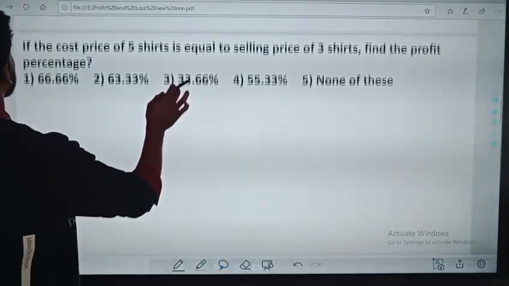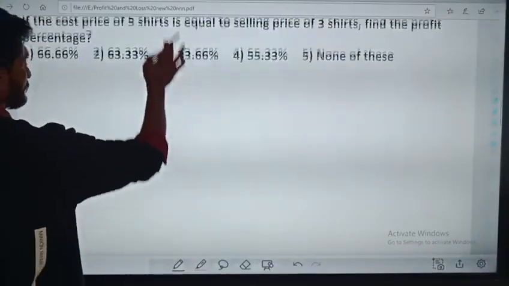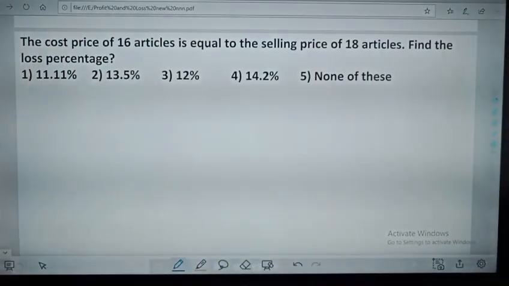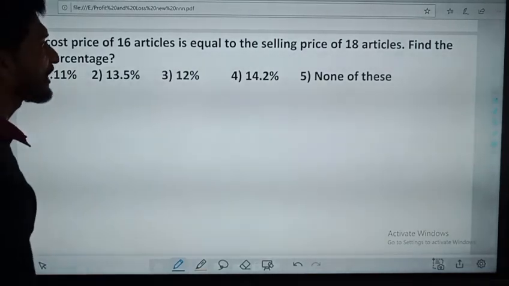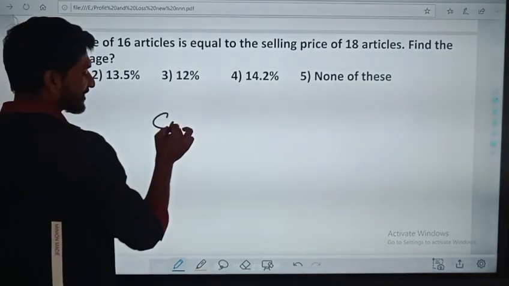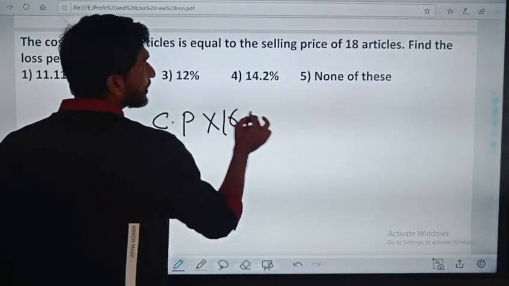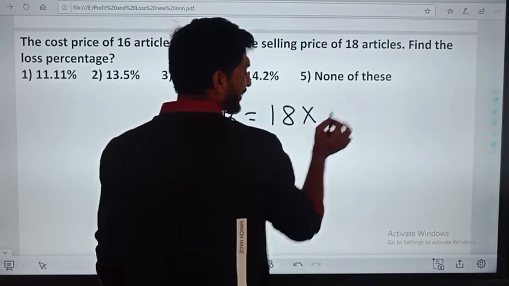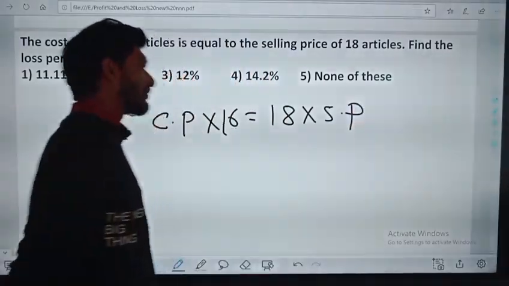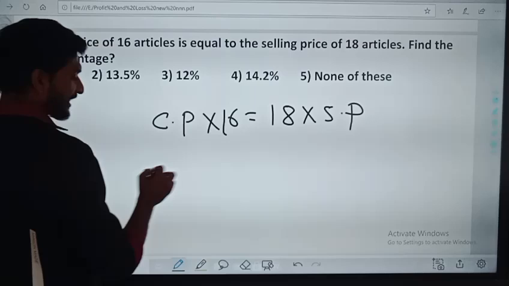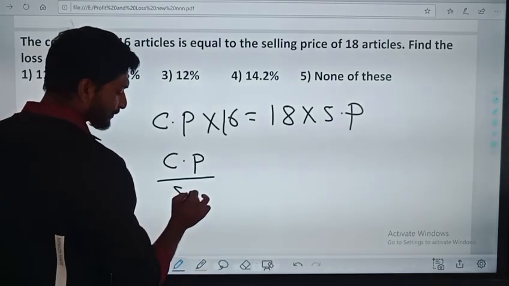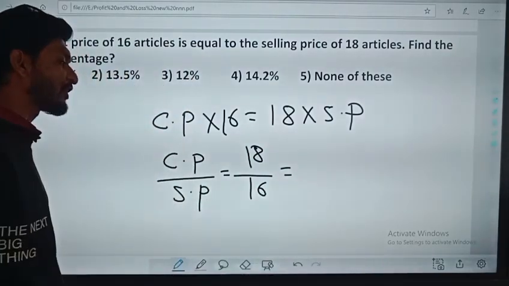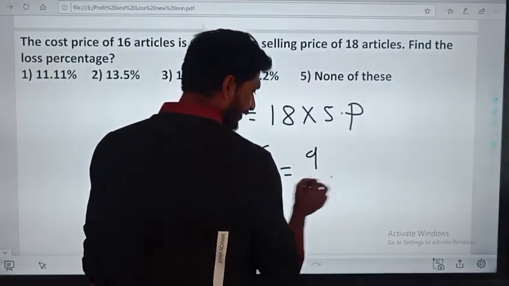Now next, same here. The cost price of 16 articles is equal to the selling price of 18 articles. Here CP of 16 articles is equal to selling price of 18 articles. Now here we get the ratio of CP and SP, that is cost price upon selling price, equal to 18 upon 16. We minimize this ratio. Then here 9 upon 8.